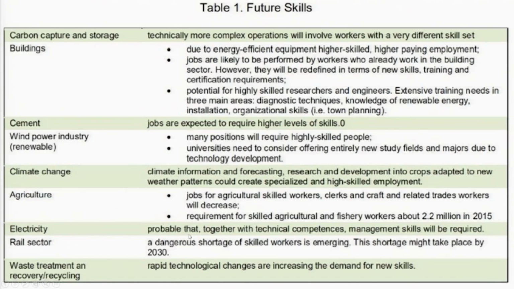Then electricity: technical competencies, managerial skills. In the rail sector, a dangerous shortage of skilled workers is emerging, in the railway sector. This shortage might take place by 2030. Then waste treatment, that is recycling. These are the fields, the avenues where new jobs, future skills and jobs will be created, green jobs will be created and skills are required.